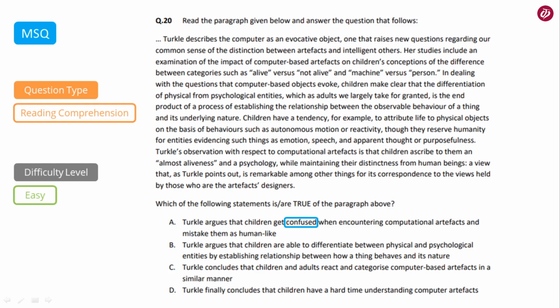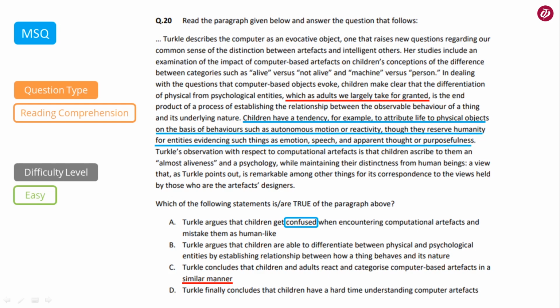The option B is directly implied through these lines as mentioned here, underlined. So option B can be correct, but I'm not sure. I'll look at other options also. Now let's look at option C for now. It says that Turkle concludes that children and adults react and categorize computer-based artifacts in a similar manner. It says similar manner. And if we look here, it is mentioned that this is not the case. It is mentioned that children understand them in a different manner, but not in similar manner. So option C also can be eliminated.